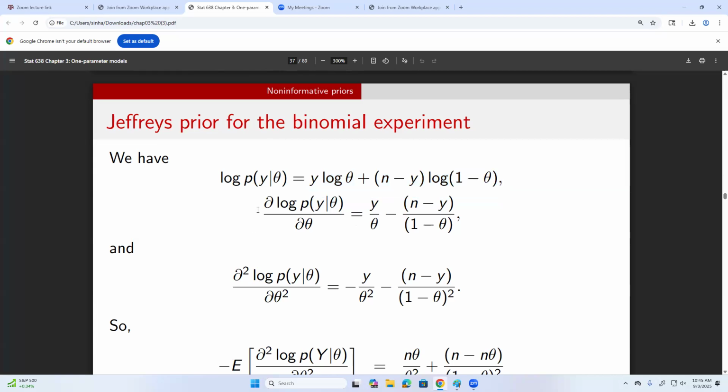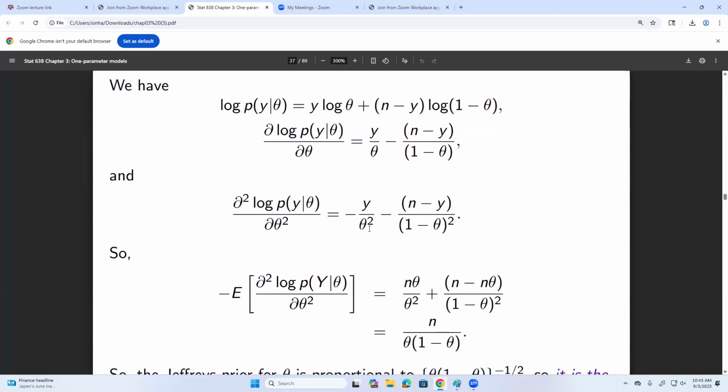So if I take the derivative with respect to theta, it turns out y over theta minus n minus y over 1 minus theta. Take one more derivative, it turns out minus y over theta squared minus n minus y over 1 minus theta squared. And keep in mind, we need to take the double derivative of the log likelihood, add a negative sign, and take expectation. So add a negative sign, we did it, and then expectation.